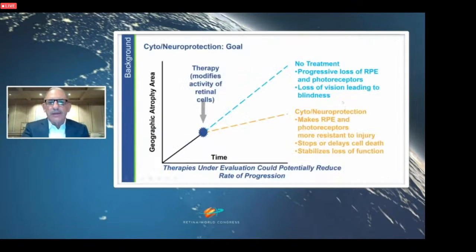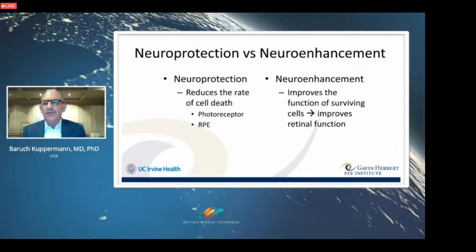And again, if you look at cytoprotection and neuroprotection, the notion is you want to modify the activity of cells. So if you don't treat, there's progressive loss of photoreceptors. But if you do protect, then it slows it down. That's the concept of neuroprotection. Now, of course, we also use the term cytoprotection because we're also trying to protect the RPE, non-neuronal cells, as well as the photoreceptors. But there's another concept that's worth noting as well, which is neuroenhancement.